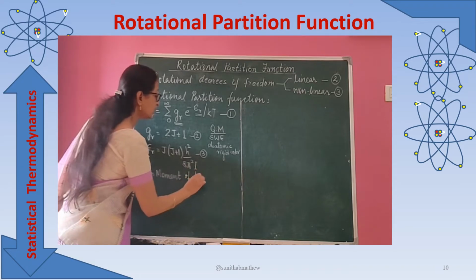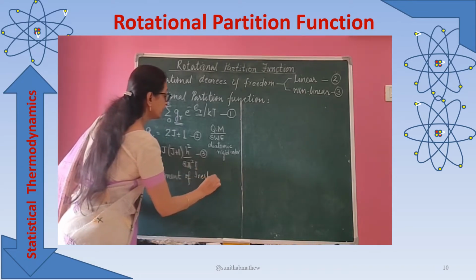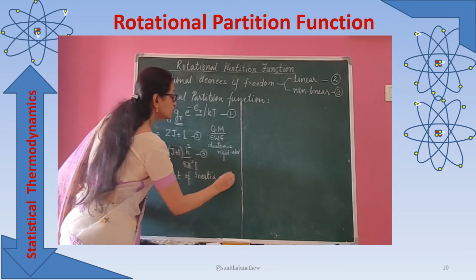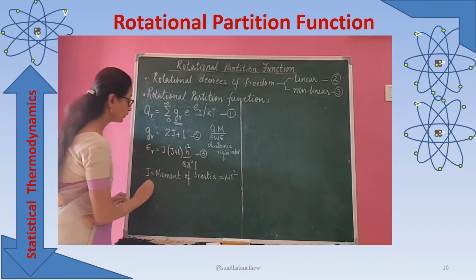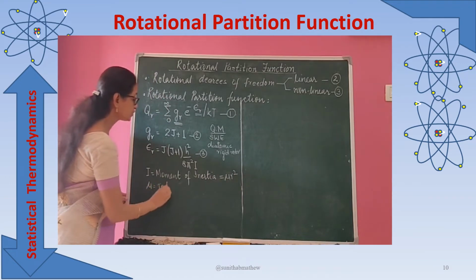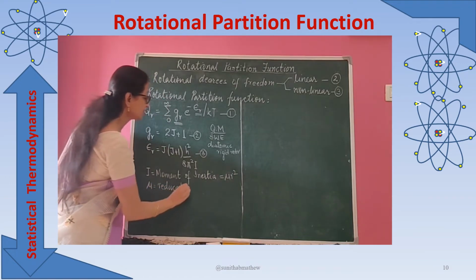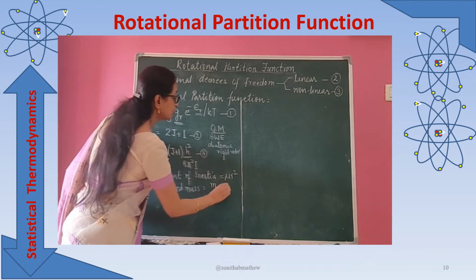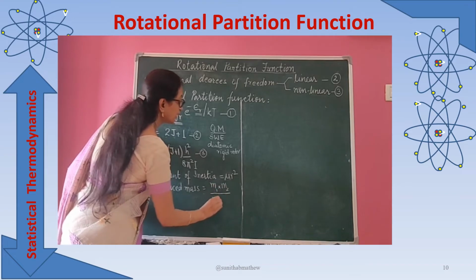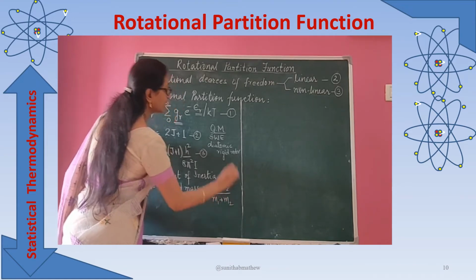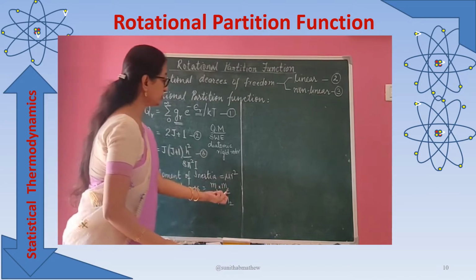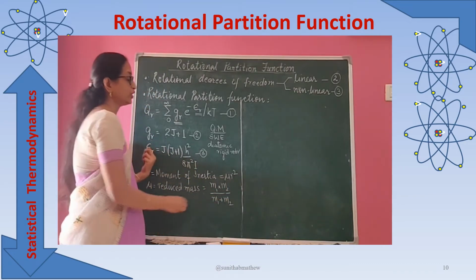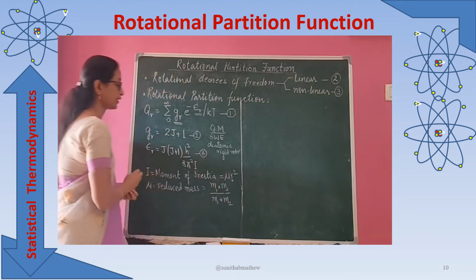This I is the moment of inertia, which is given by mu r square, where mu is the reduced mass and is given by m1 into m2 divided by m1 plus m2. So using this, you can calculate the moment of inertia, and substituting the value, you can get the value of Er. Here r is the bond length.